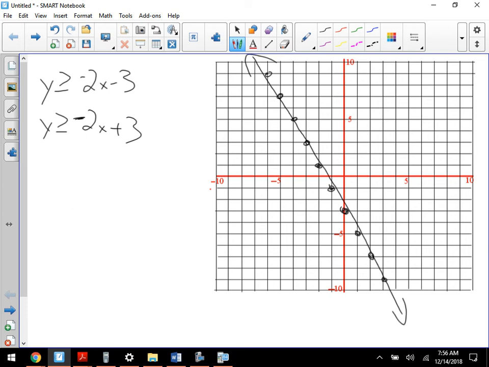All right. Test point. 0, 0. And why do we use 0, 0? Because it doesn't go through it. Good. So what's -2 times 0? 0. What's 0 minus 3? Is 0 bigger than -3? Yay! So you shade this way.